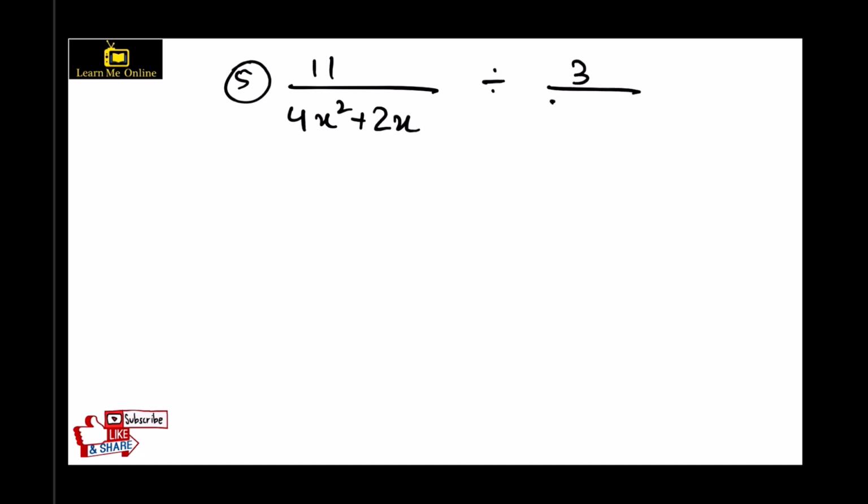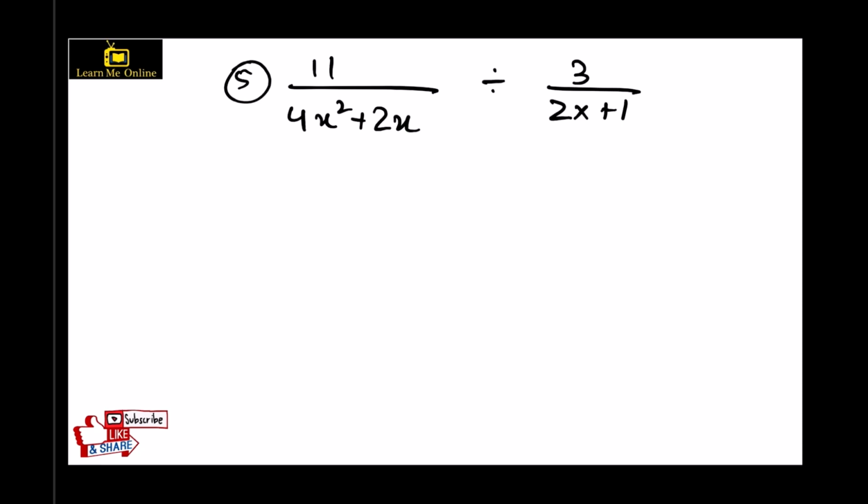Showing you the next example now, which is one of the really harder ones. So this is the next example now, which is example number 5. With example number 5, we have been given 11 over (4x squared plus 2x) divided by 3 over (2x plus 1). Well, we can see that we have got the quadratic and we have got the linear. So the first fraction has got the quadratic denominator. The second fraction has got the linear denominator.